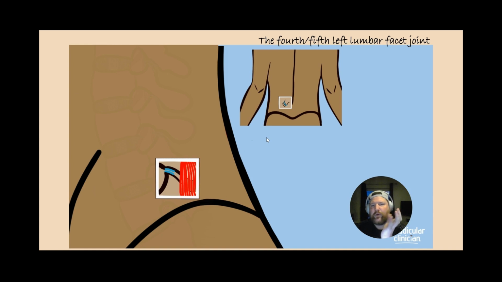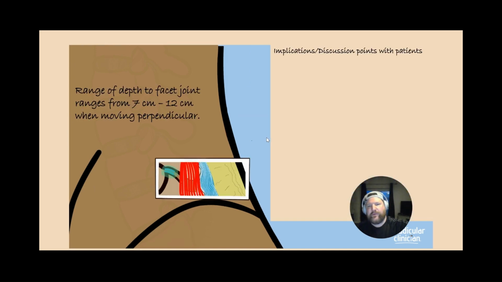So I think it's quite useful for patients to understand that there is an abundance of tissues, that the spinal column is approximately central within the trunk, that it's not something that we can touch from the outside by pressing on their back, and that these things are hidden and protected by lots of structures prior to that, which may be relevant to their pain experience. So that's the facet joint.